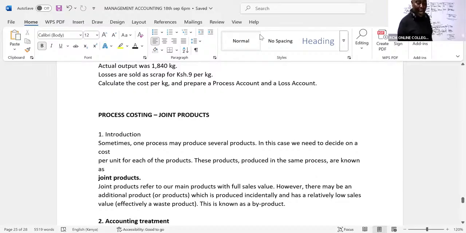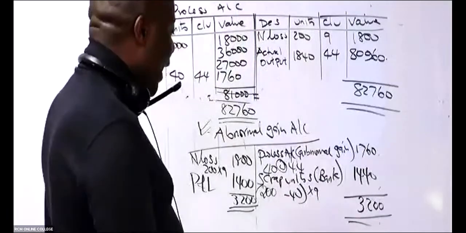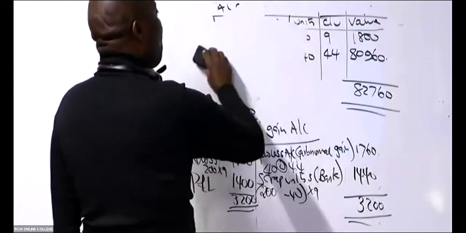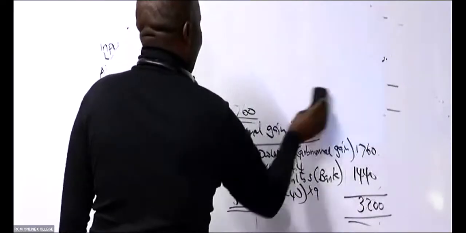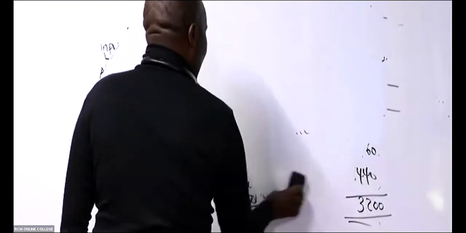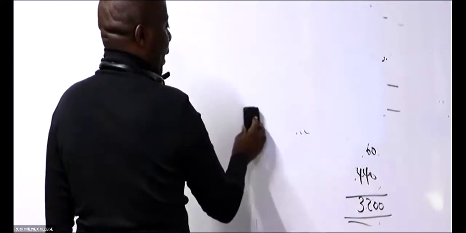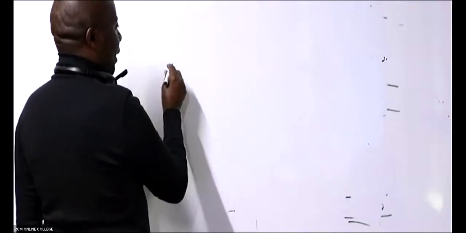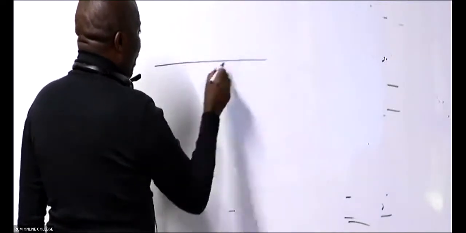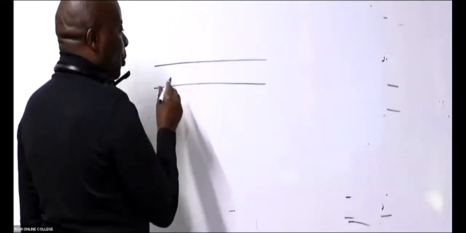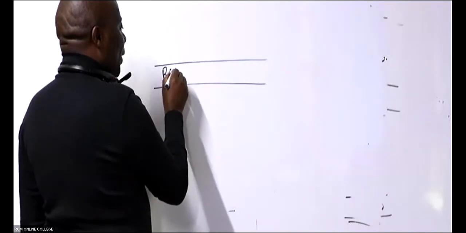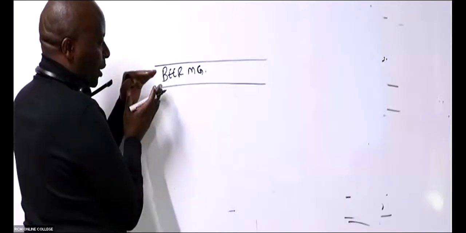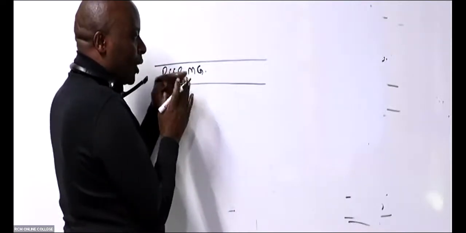Remember, there are those products that will go through the same process, but during the output stage, they'll be able to basically go their separate ways. So we have a process here. This process, for example, could be beer manufacturing. So all this is passing through the same process.